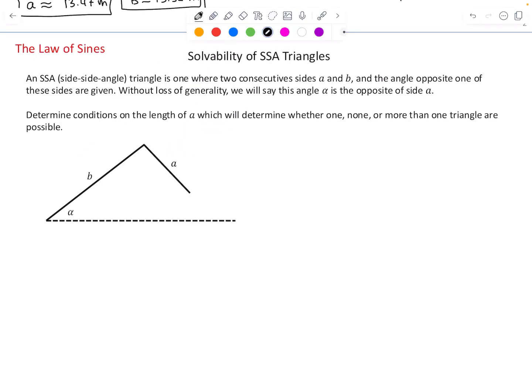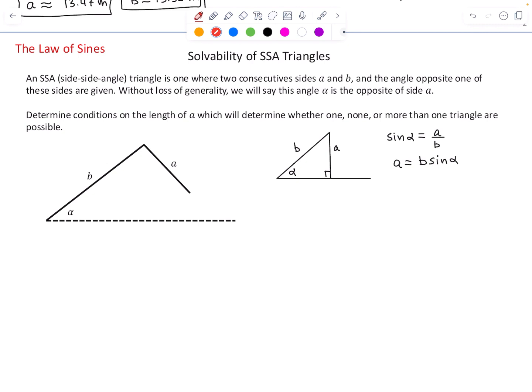So the first thing we want to do is figure out how long A would have to be so that I was able to reach the horizontal line segment only by becoming perpendicular to it. In other words, making a right triangle. Okay, in this case, let's figure out what the length of A would need to be to make this perfect right triangle. So we know that the sine of alpha, which is opposite over hypotenuse, would be A over B. Therefore, A would have to be equal to B times the sine of alpha.